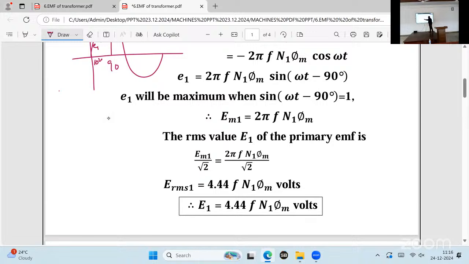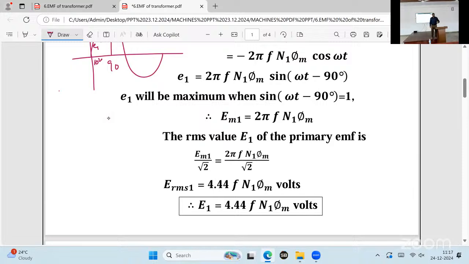You have studied V RMS equal to V m by root 2, in unit 1 AC circuits. The formula is V RMS is equal to V m by root 2. Same thing. So E RMS 1 is equal to 2 pi by root 2, which is 4.44. So E RMS 1 is equal to 4.44 f N1 phi m. This is called the EMF equation.